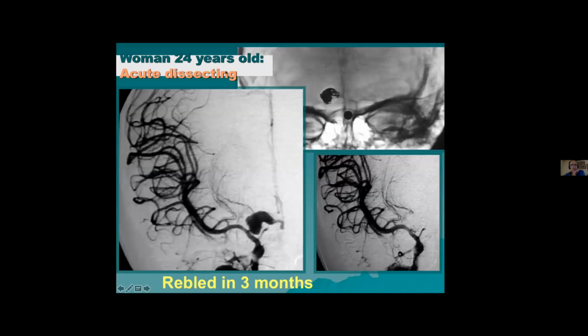A 24-year-old woman, acutely dissecting aneurysm in A1, rebled 3 months later, and this is the time I performed the embolization. I decided to close the aneurysm and A1 and to totally occlude this aneurysm.